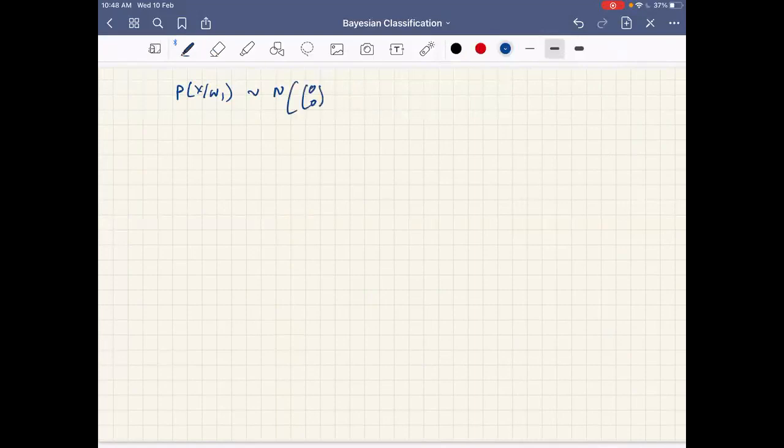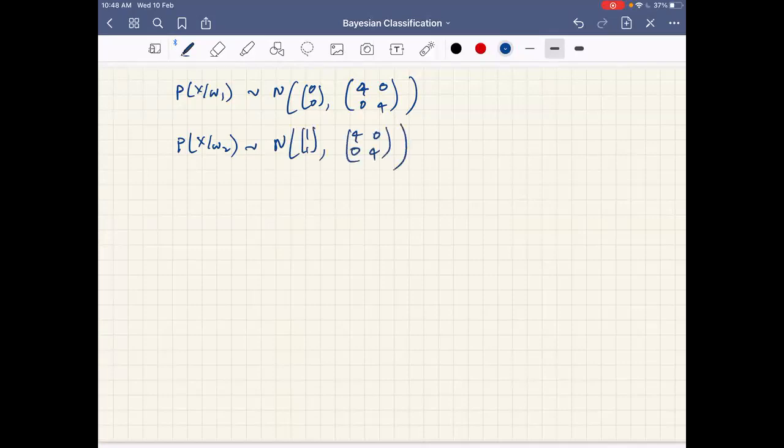Let this be with mean 0, 0 and variance, I will put a simpler one for me. And p of x given omega 2. We have solved this if you people remember. And p of omega 1 is equal to 2 times p of omega 2, just for simplicity.